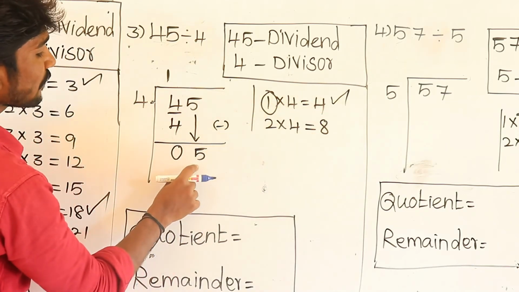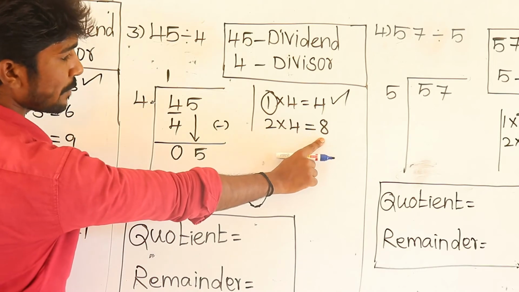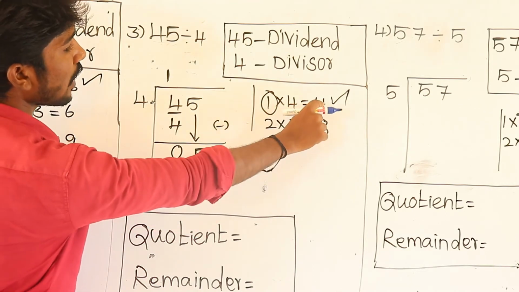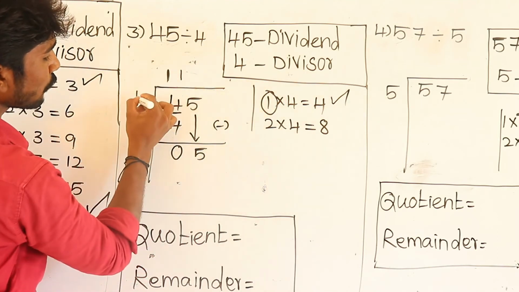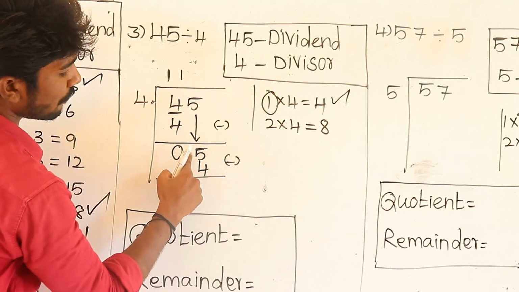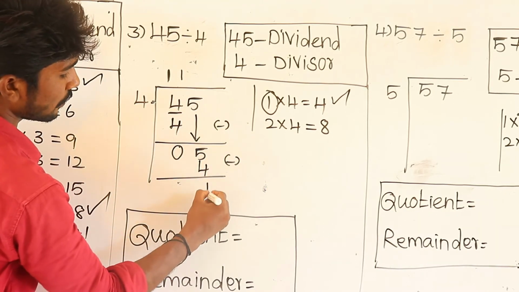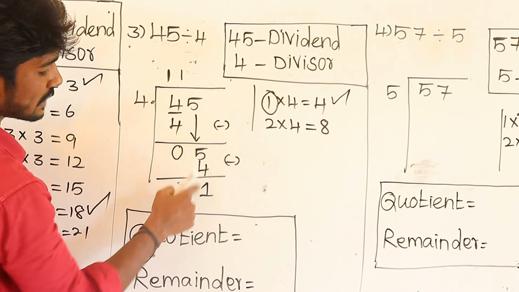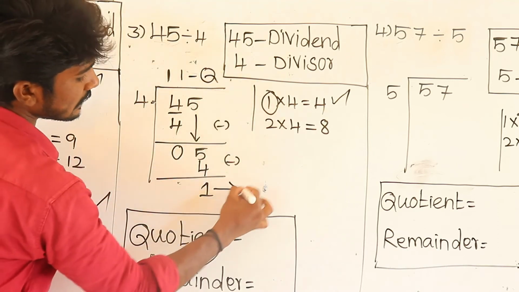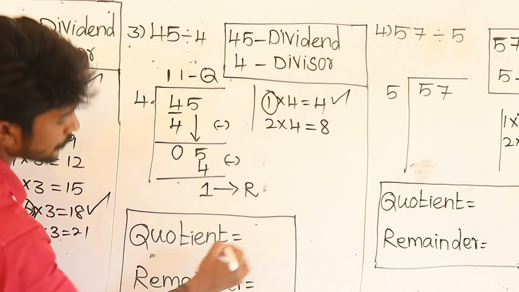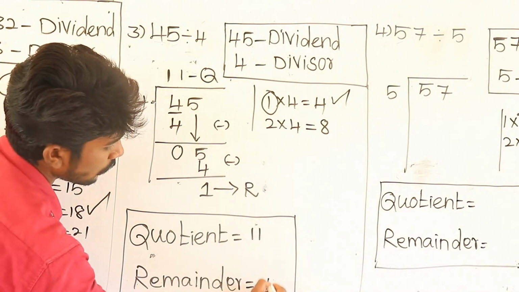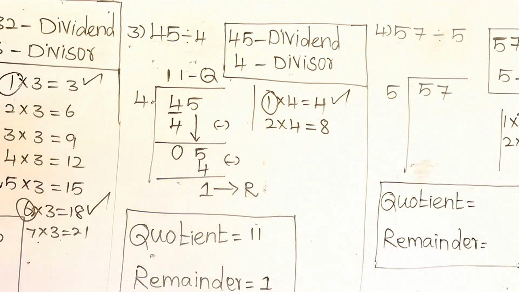But here the dividend value is 5. So is 8 possible? No. So 4 is possible. 1 4s are 4. So write 4. Now subtraction, 5 minus 4 is equal to 1. So this is the quotient value, and this is the remainder value. So write quotient value 11, remainder value 1.